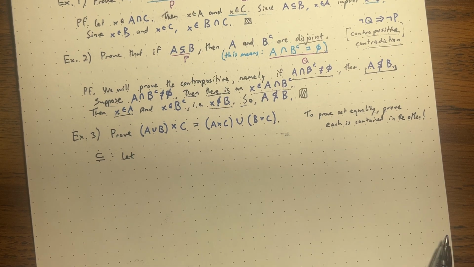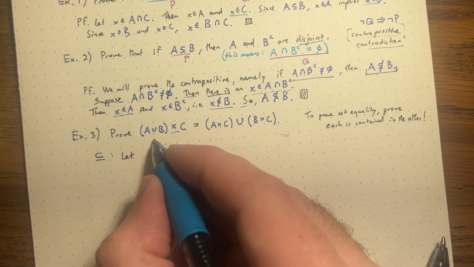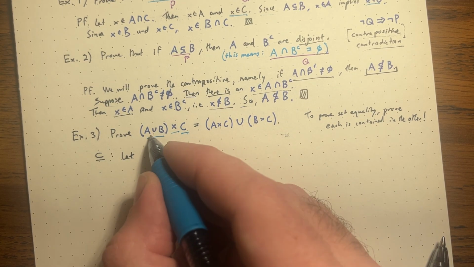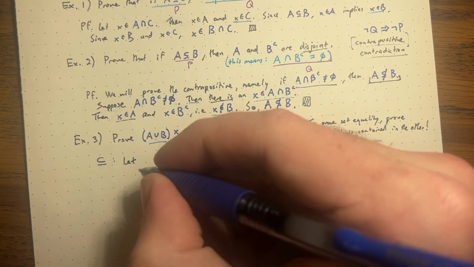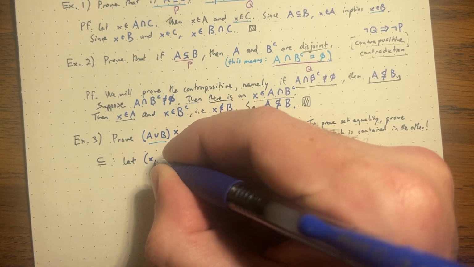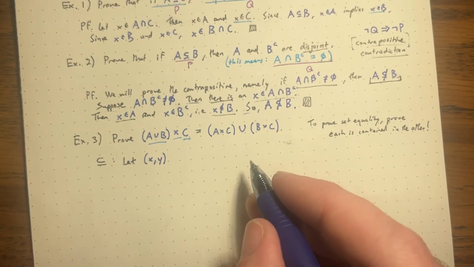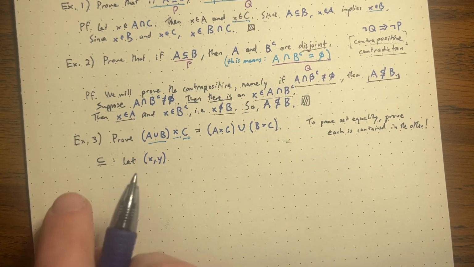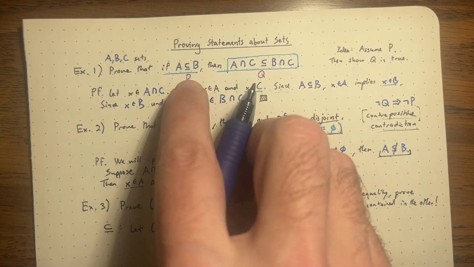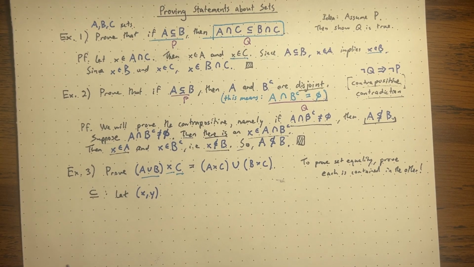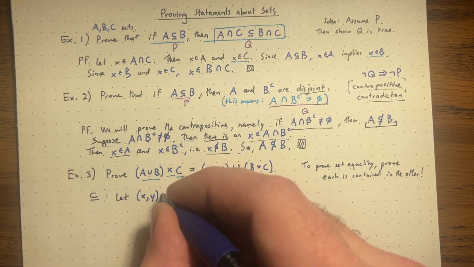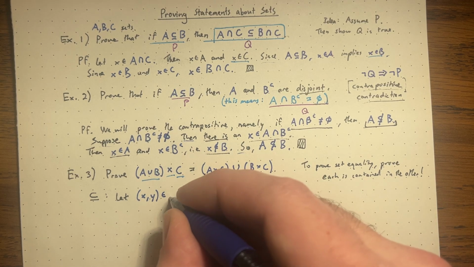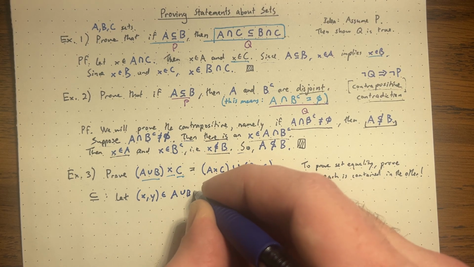Well, there's a product here. So elements are going to look like ordered pairs. There's going to be something in there and something in there. So let's just review what the product is. I'm going to consider an arbitrary element here and prove it's in there. That's how you prove the containment, just like we did up here. Okay, so this is arbitrary. X and Y is an element of A union B cross C.